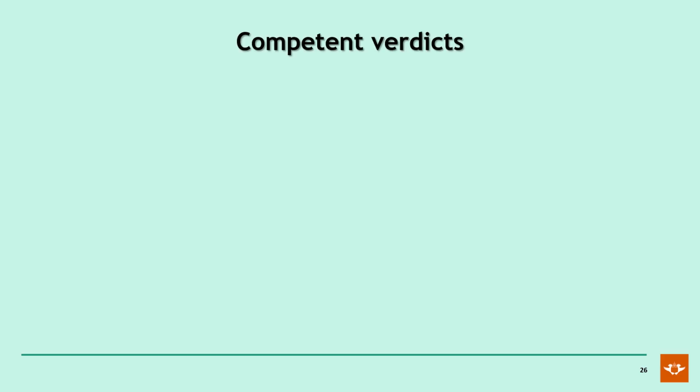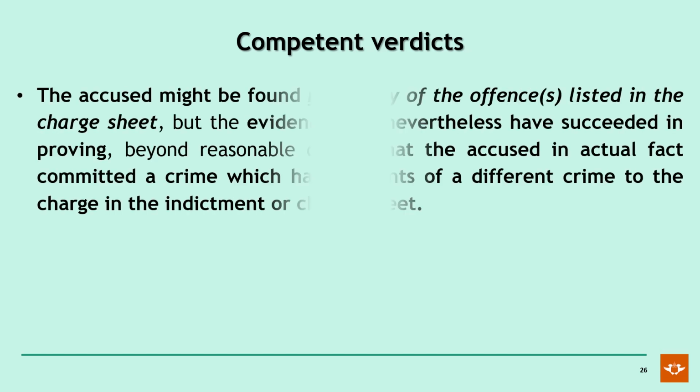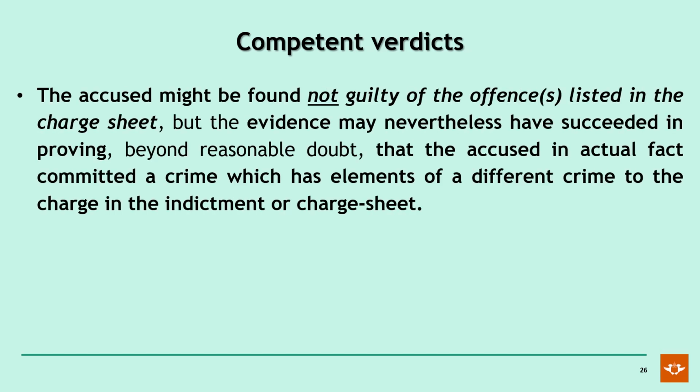Now, what do we mean by a competent verdict? Competent verdicts are a concept for the situation where, in a criminal trial, the evidence might fall short of proving the guilt of the accused for the crime he or she was originally charged with, but the evidence nevertheless might succeed in proving beyond a reasonable doubt that the accused did commit a crime which has elements of a different crime, not specifically formulated as an alternative charge in terms of Section 83 of the CPA to the charge in the indictment or the charge sheet, as the case may be.